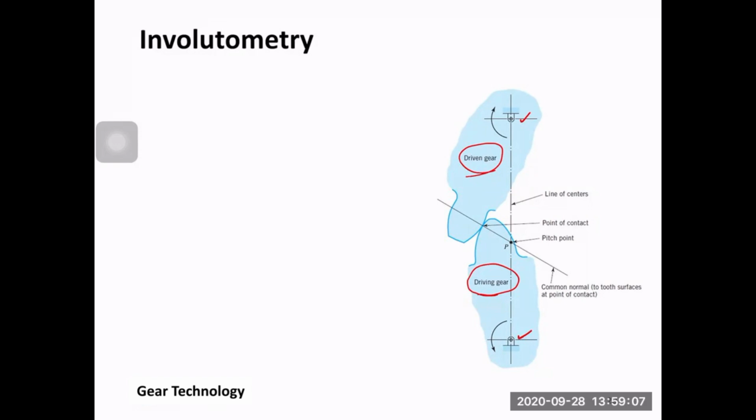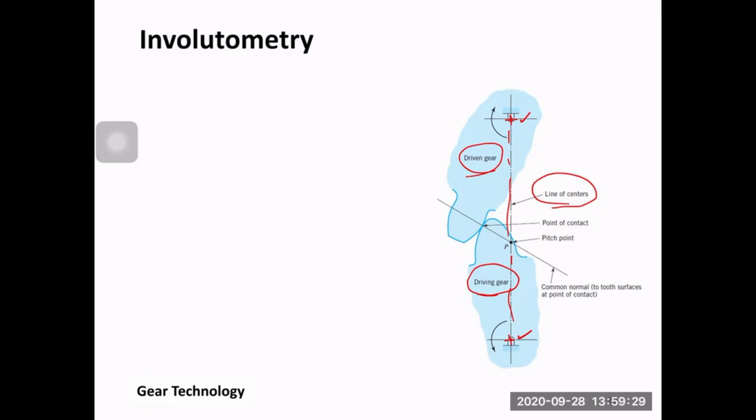So when you connect the center point of the driving gear and the center point of the driven gear, the line that connects them, this line here, is called the line of centers because it connects two centers, okay? And then when these two teeth come together, they push each other in order for the rotation to happen, right?